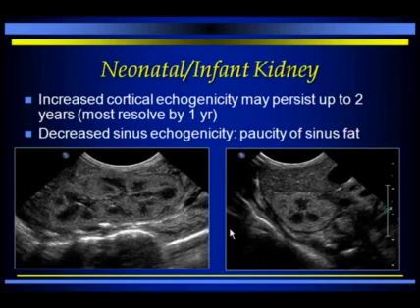Now, before we go on to look at the adult kidney, I just wanted to take a minute to talk about the neonatal and infant kidney. In the first year of life, and sometimes up to the first 2 years of life, there's increased echogenicity in the cortex of the kidney. This is a normal finding, increased cortical echogenicity, and then decreased renal sinus echogenicity because of a paucity of sinus fat. And so the kidney actually may be more echogenic than the surrounding organs. And once again, this is shown here in long axis and in short axis in a normal neonatal ultrasound.